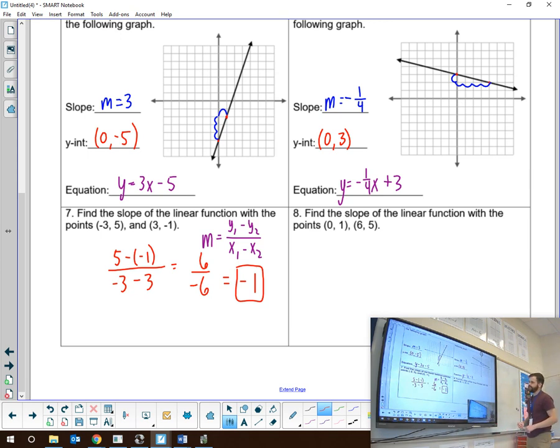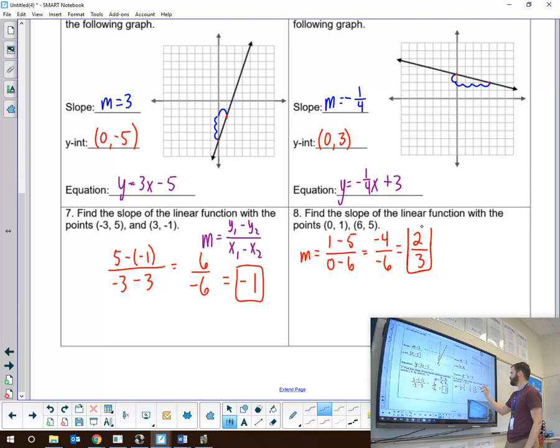Last one, number 8. Find the slope of this linear function with these points. We're going to use this same formula. So I'm going to go my slope is equal to y1, which is 1, minus y2, which is 5, over 0, which is x1, minus my x2, which is 6. So 1 minus 5 is negative 4. 0 minus 6 is negative 6. Negative 4 over negative 6, the negatives when you divide can cancel out. So 4 over 6 is going to simplify to a positive 2/3.